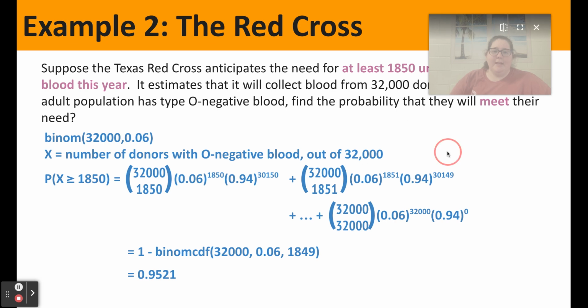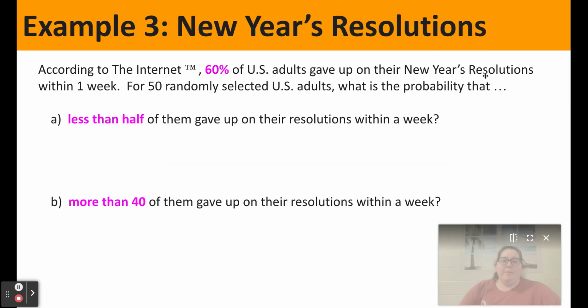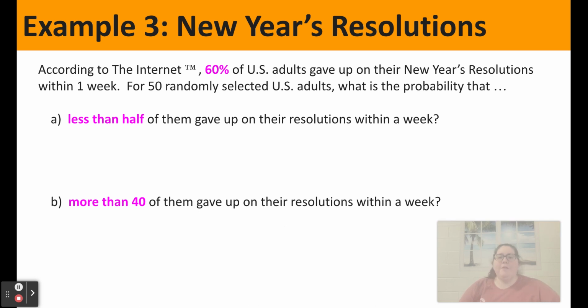All right, so there is that example. I'm going to throw one last example up here. I'm not going to go through it in this video. We'll go through it in class next time for those of you that want that extra practice. But it says, according to the internet, 60% of US adults gave up on their New Year's resolutions within a week. For 50 randomly selected adults, what's the probability that less than half of them gave up on their resolutions? And then more than 40 of them gave up on their resolutions.